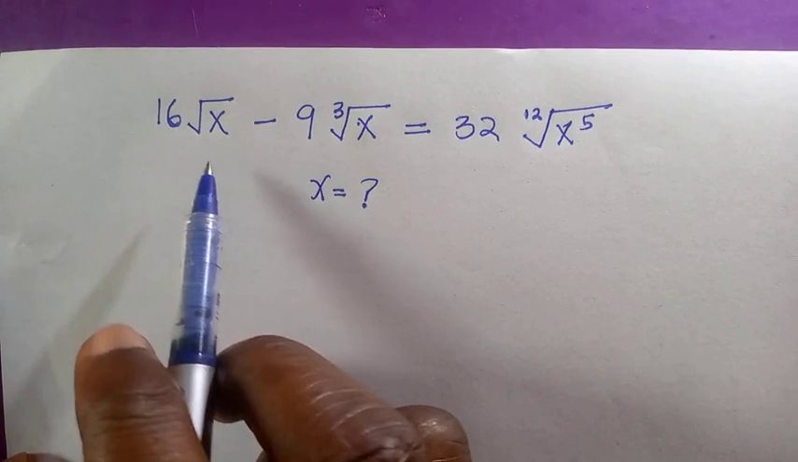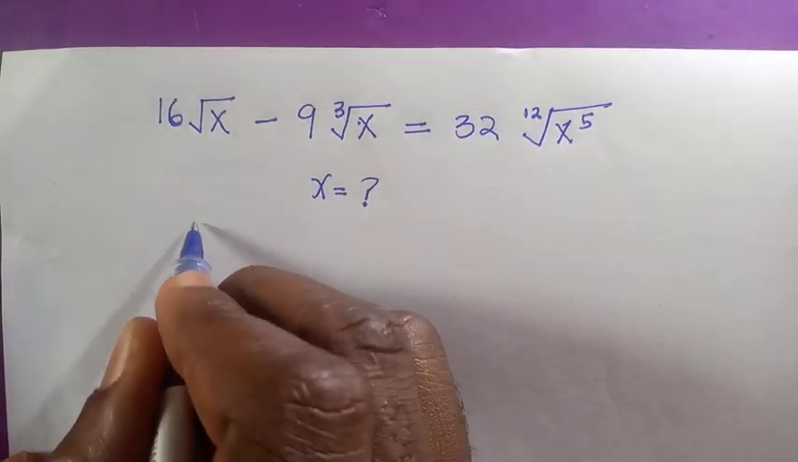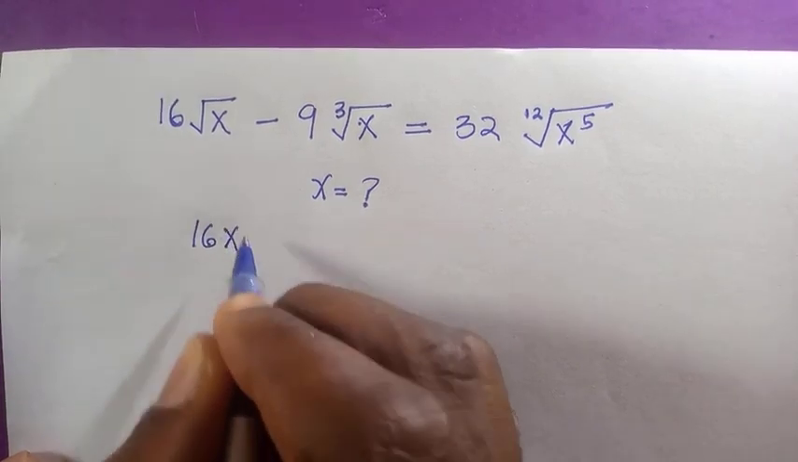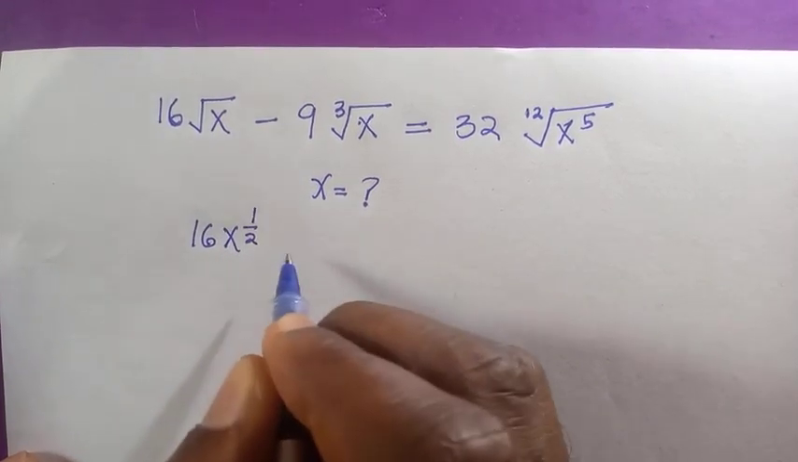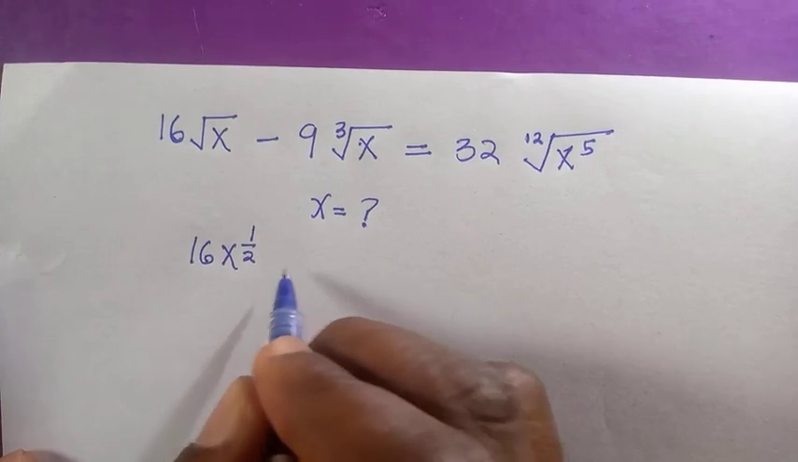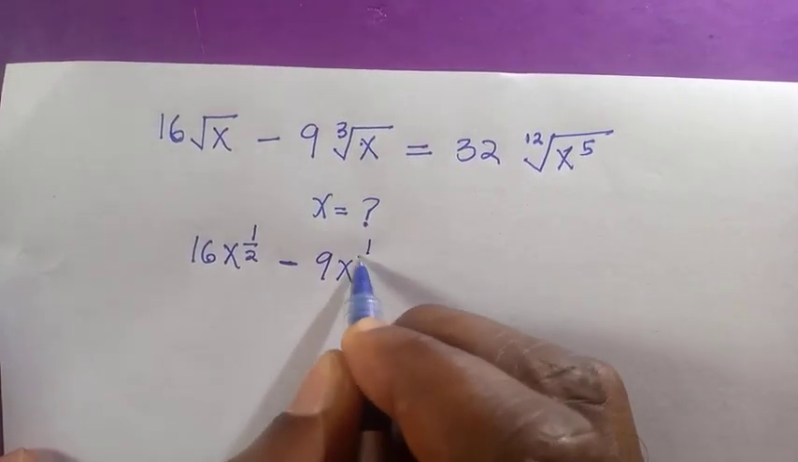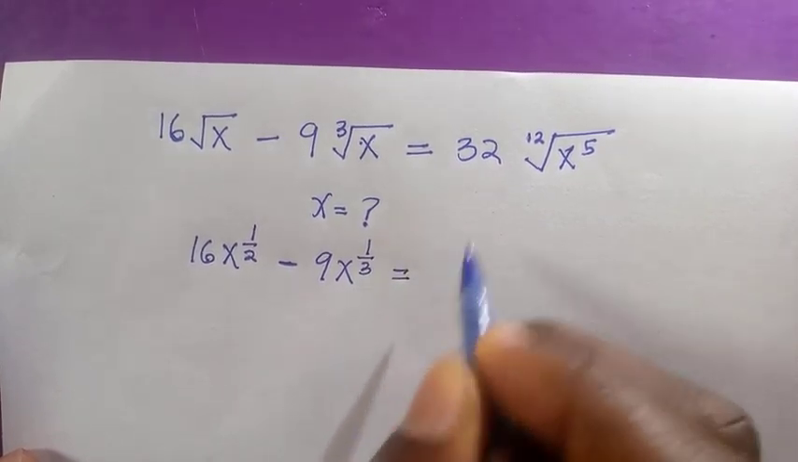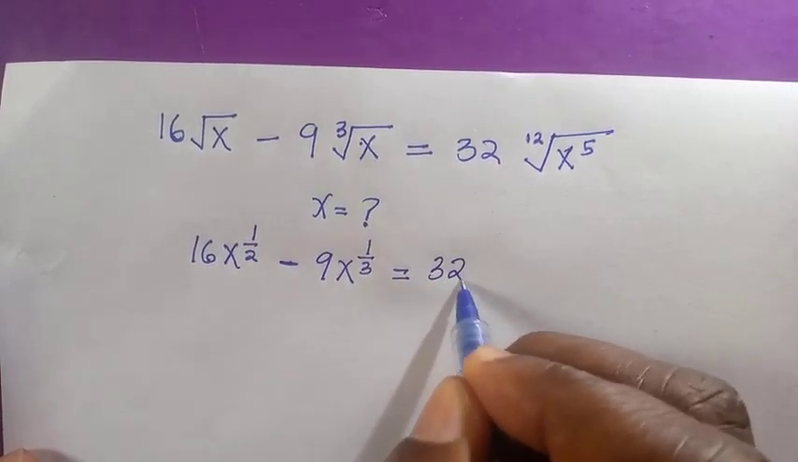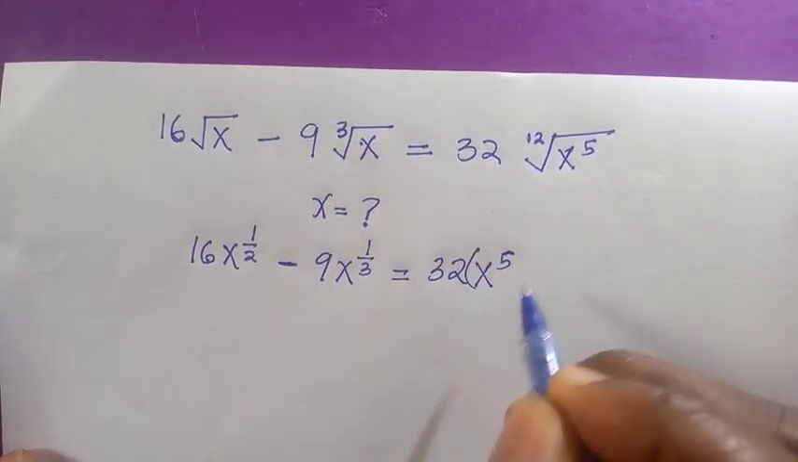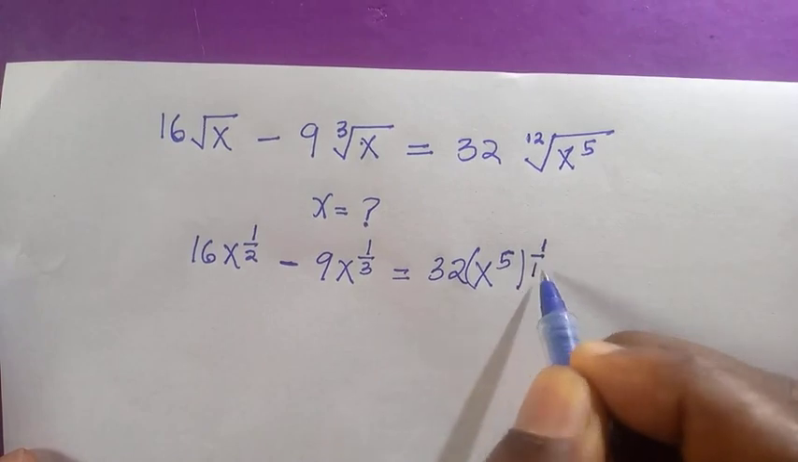And so what to do first is to rewrite all these roots in the form of powers. So we have 16x raised to the power of 1 over 2 minus 9x raised to the power of 1 divided by 3 equals 32 times x raised to the power of 5, then everything raised to the power of 1 divided by 12.